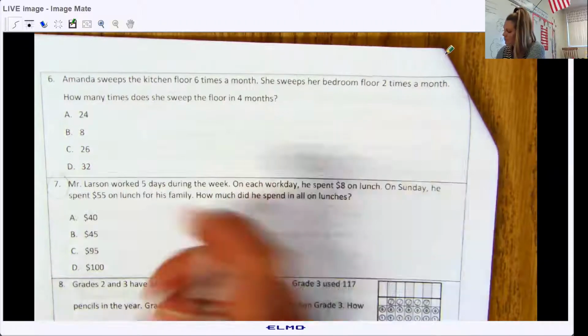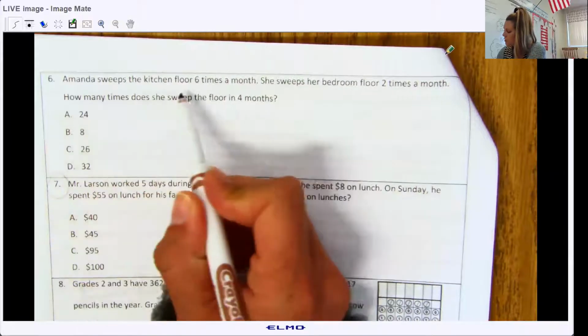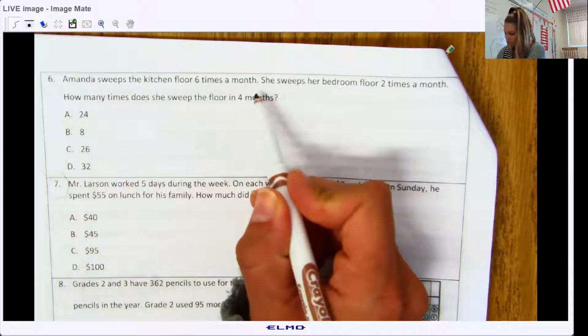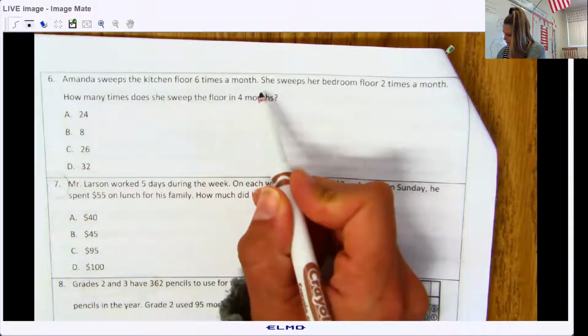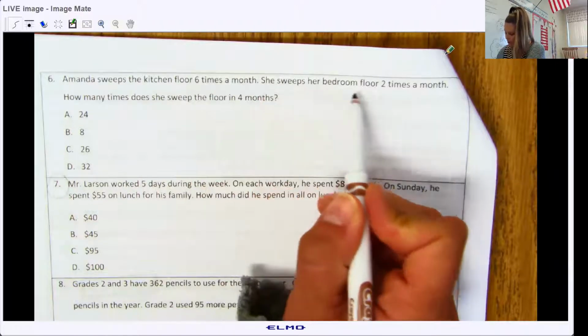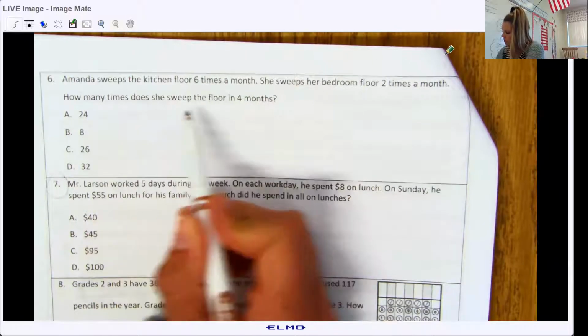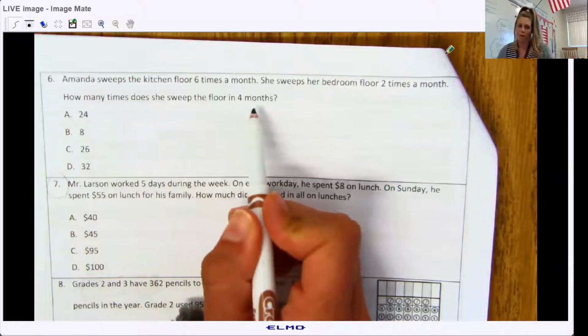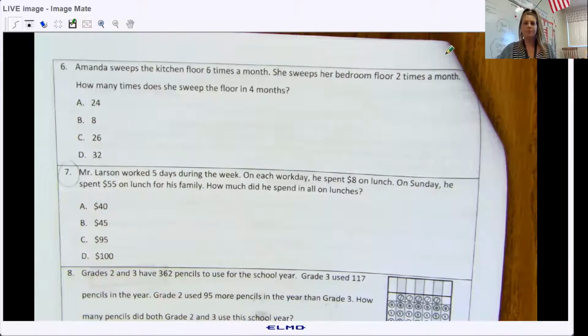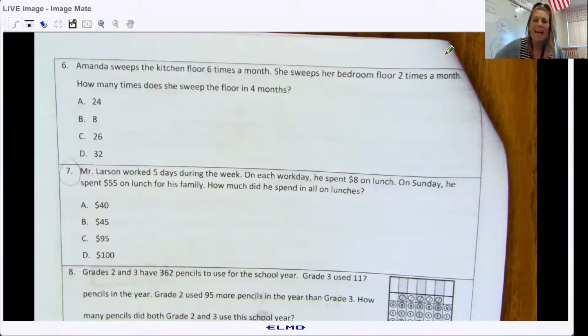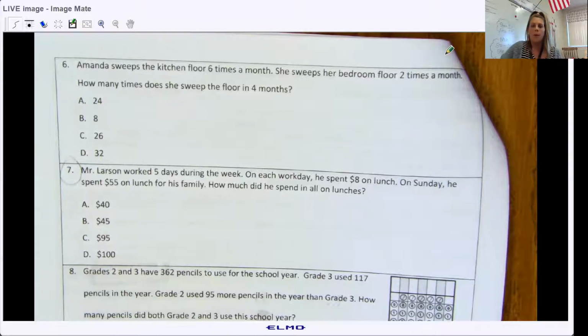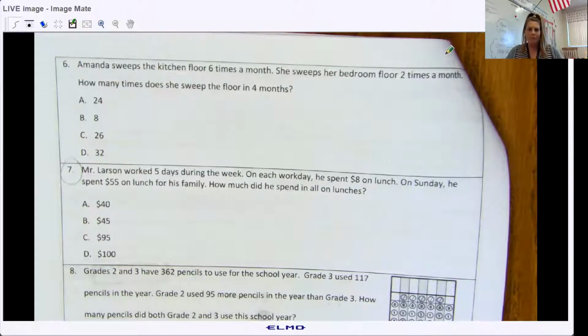All right. Amanda sweeps the kitchen floor 6 times a month. She sweeps her bedroom floor 2 times a month. How many times does she sweep the floor in 4 months? How many steps are you going to do? Pause it and solve the problem.